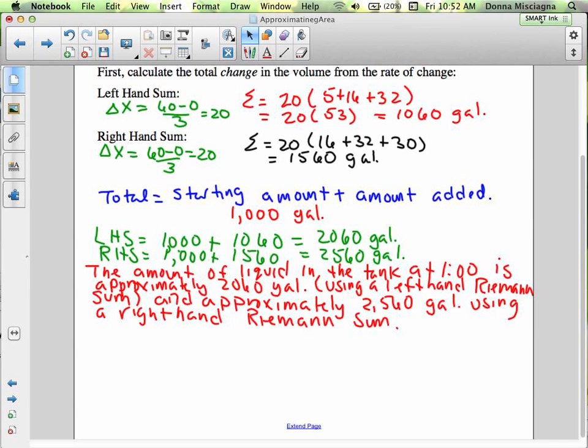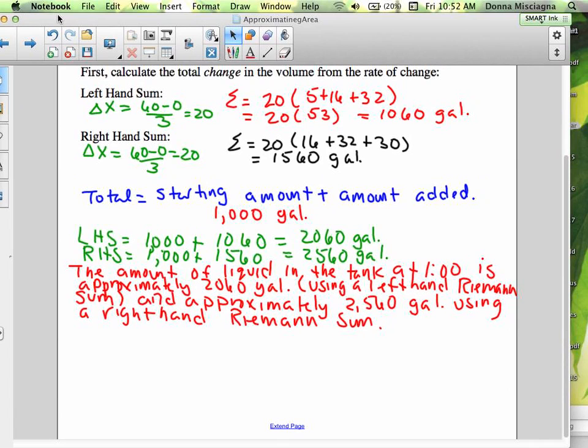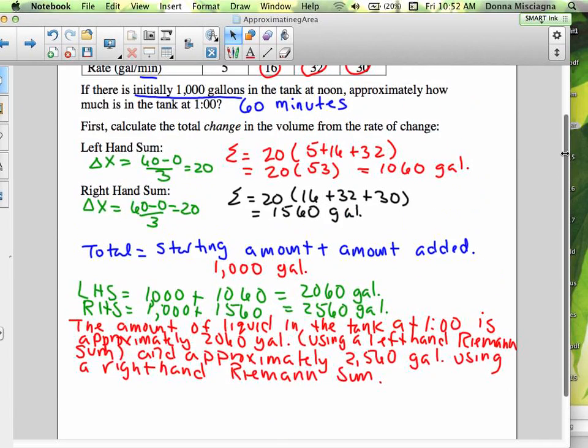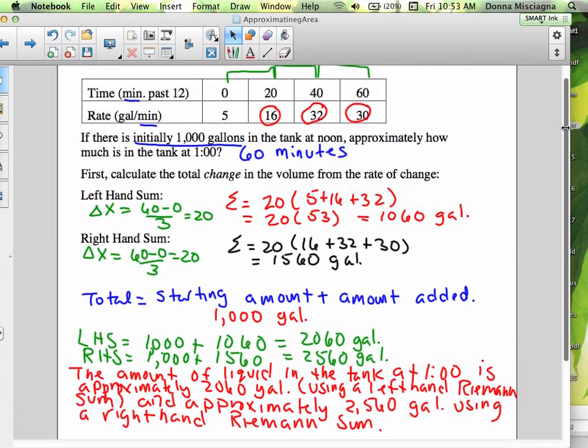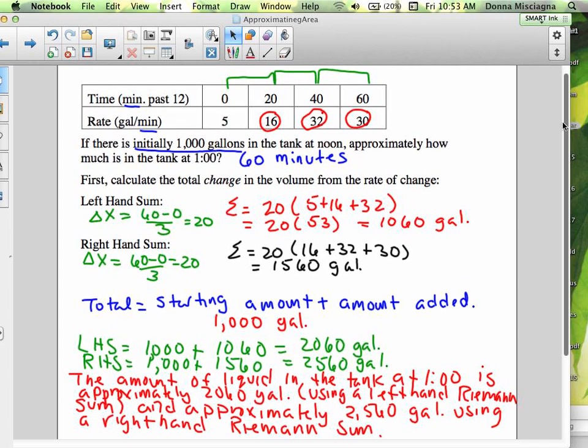Right? So here the amount of liquid in the tank at 1 o'clock is approximately 2,060 gallons using a left-hand Riemann sum, and approximately 2,560 gallons using a right-hand Riemann sum. Now, which one's an overestimate and which one's an underestimate, and why? All right, so you might have figured out that the left-hand sum is an underestimate and the right-hand sum is an overestimate, but why? It's an increasing function, right?